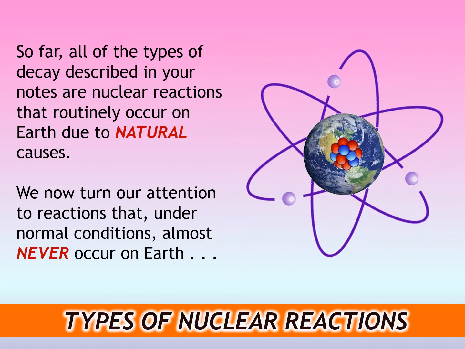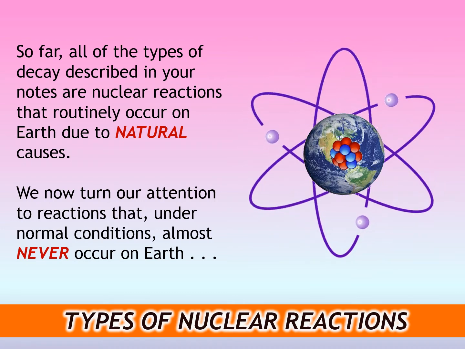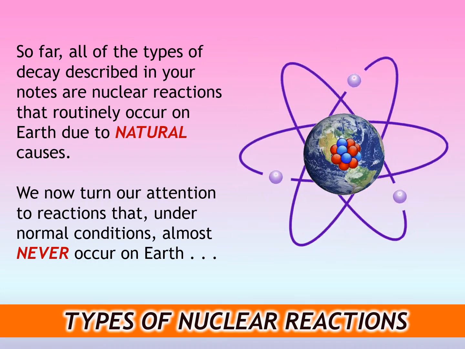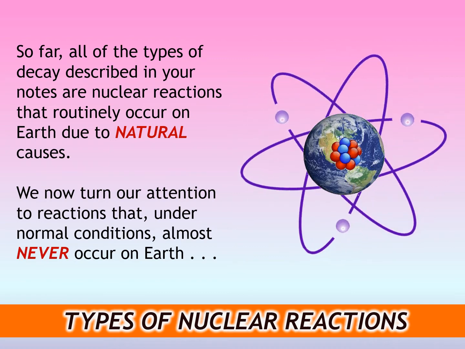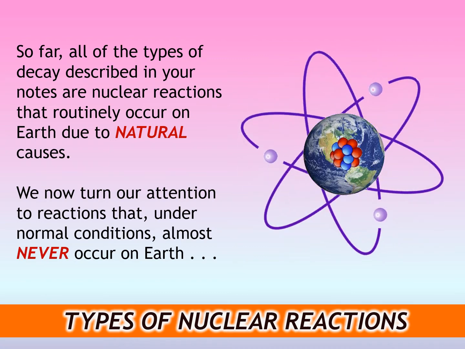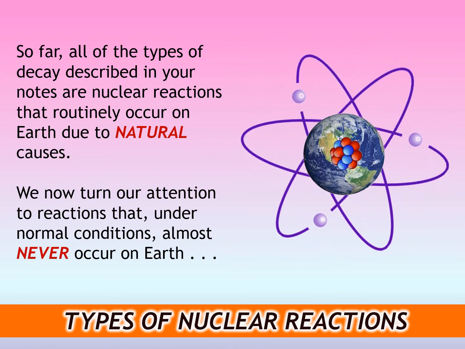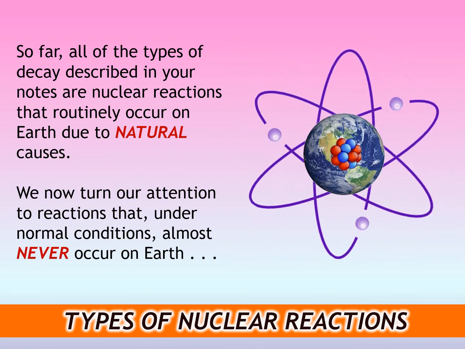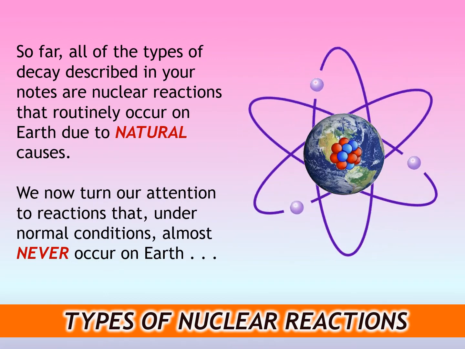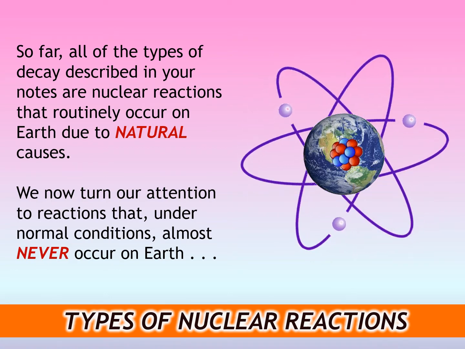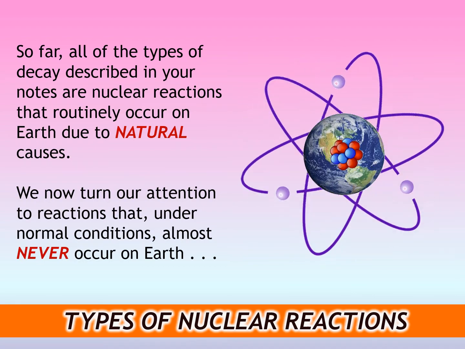Now, for these half-lives that occur naturally and the various other decay processes, alpha and beta decay, gamma and positron emission, electron capture and alpha bombardment, all these types of decay that we've talked about before in our notes on nuclear reactions, these are reactions that occur on Earth all the time due to natural causes. They don't usually require a lot of energy, and the amount of energy that's required is something that can occur on Earth. But we're now going to turn our attention to reactions that under normal conditions almost never occur on Earth.